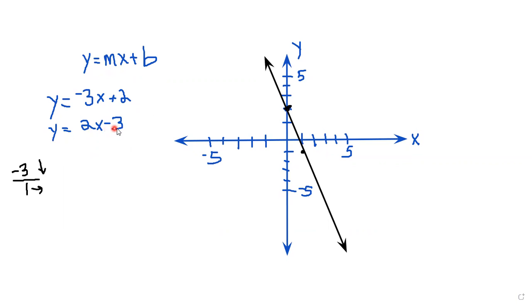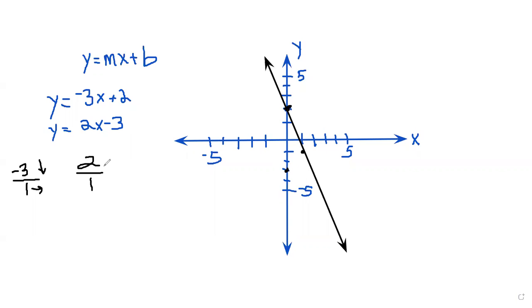It's a -3. So -3 would be down here, 1, 2, 3. I'll draw a nice dot there. Okay, so far so good. And then our slope is 2. Now it's a regular 2, so I'm going to put it over 1. Okay, it just makes it easier.